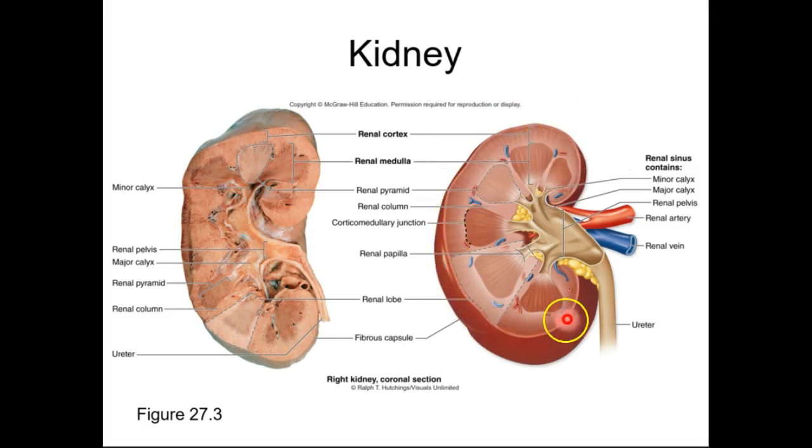Then there's a cortex, and then there's a medulla, and the medulla is going to be made of pyramids that are shaped like pyramids and columns that are shaped like columns. And you should more or less be able to see them on your kidneys today. They may or may not be as well defined as this, depending on your individual specimen.